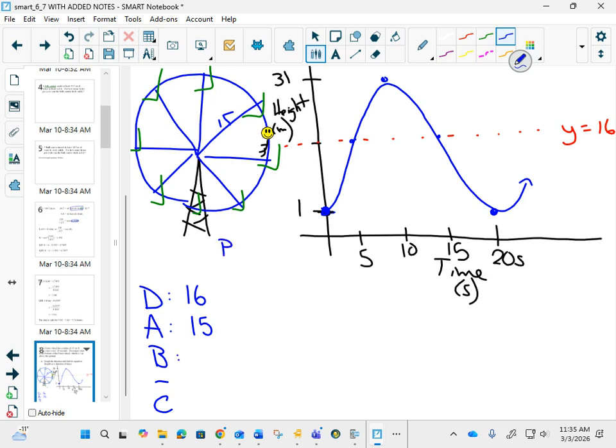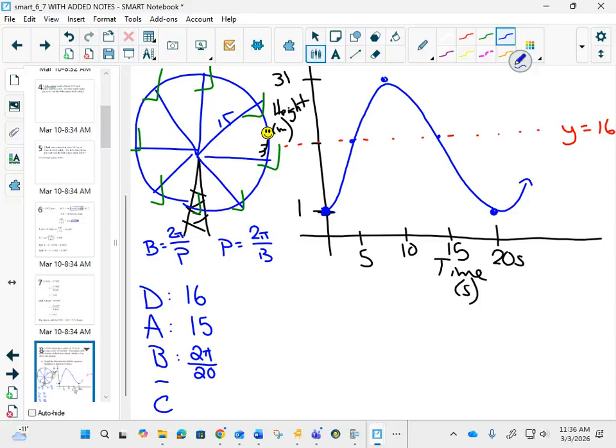Your period is 2 pi over your B value. Your B value is 2 pi over your period. Those are two important formulas. We don't know the B value, but from the graph we know the period. How long did it take to repeat itself? 20 seconds. So our B value is going to be 2 pi over 20. And I actually like not reducing that to pi over 10. I like leaving it as 2 pi over 20 because then I can see the period built right into that fraction.